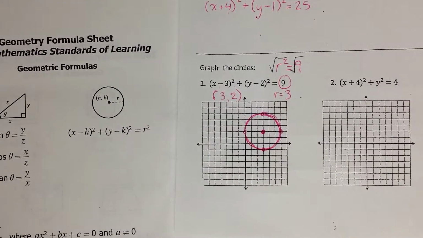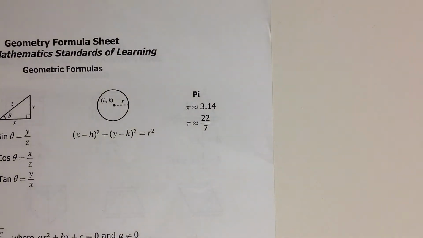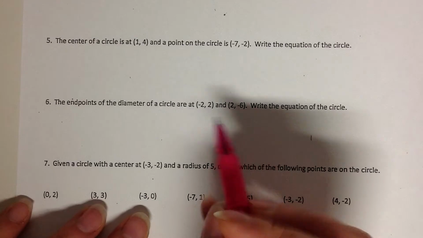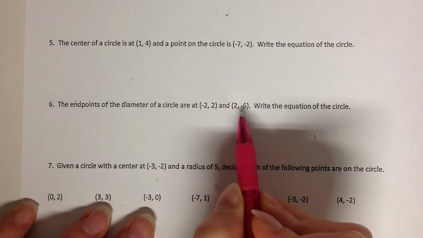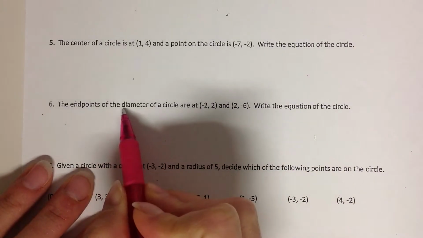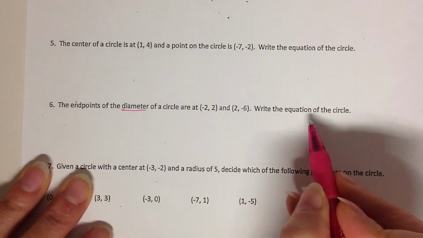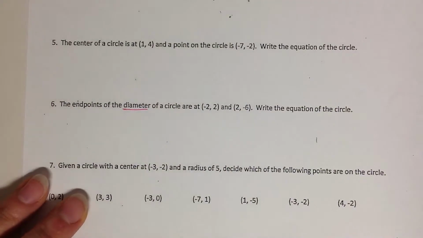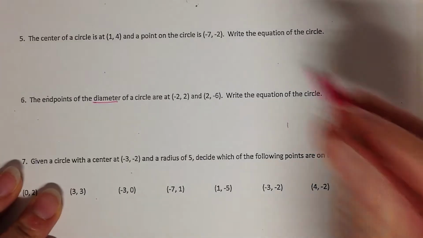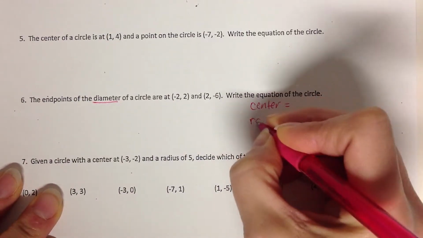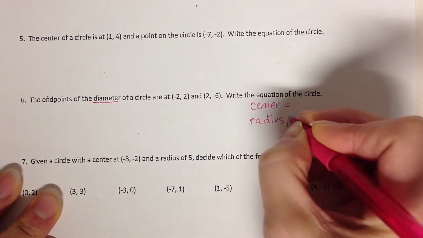So I'm going to show you one more example. This one's probably about, I don't know, probably the toughest type. Number 6 here on the next page says, the endpoints of the diameter of a circle are at -2, 2, and 2, -6. So I had the endpoints of a diameter, and they want me to write the equation of the circle. This is as tough as it gets. So for an equation of a circle, I'm going to need to know what the center is, and I'm going to need to know what the radius is, and I'm not given either one.